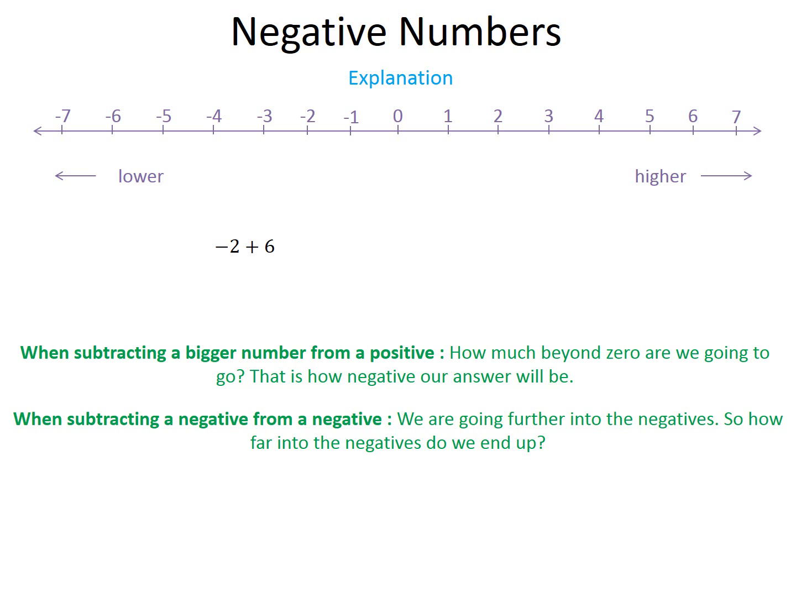This time we're going to be adding to a negative, and so I'm going to start here at -2. I've got to go up 6, so 1, 2, 3, 4, 5, 6, because I'm traveling in that direction since it's adding, of course, and I ended up at 4.